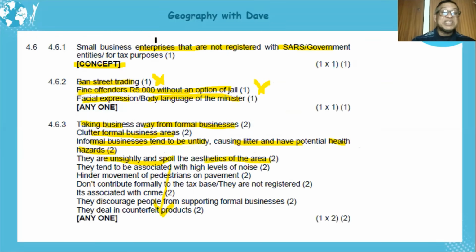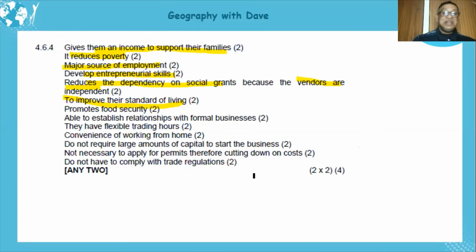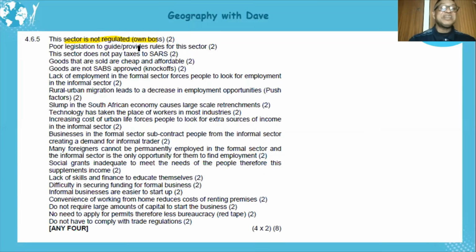Okay, if you look at the question again, discuss the reasons for the growth of the informal sector. Why does it grow? Can you see it? Let's look again at it. The sector is not regulated, they're their own boss. Okay, so it's nice to be your own boss. You understand it? You miss all these overheads, etc. Poor legislation provides rules for this sector, or guides, not much rules that, hey, you have to do it this way, you have to do it that way, you have to have these health conditions. Not many rules. Okay, so they just grow.